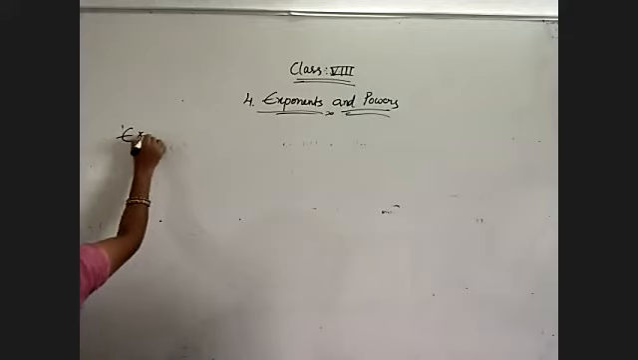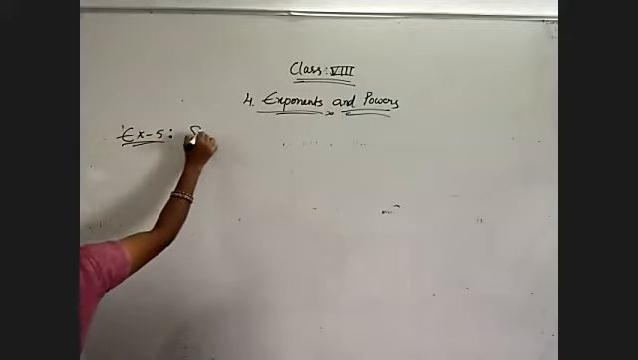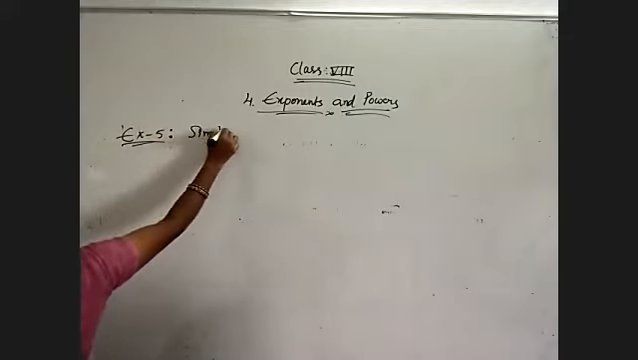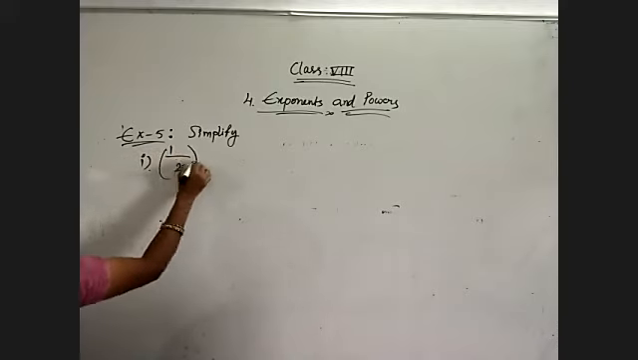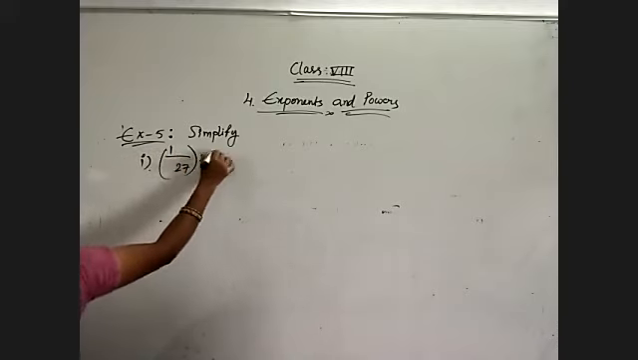Example 5. Simplify. First question: 1 by 27 into 2 to the power of minus 3. Second question is 4 power 4 into 16 power minus 2 into 4 power 0.